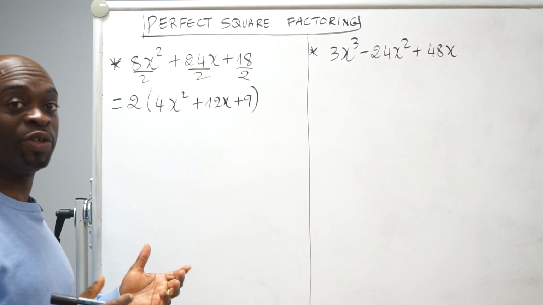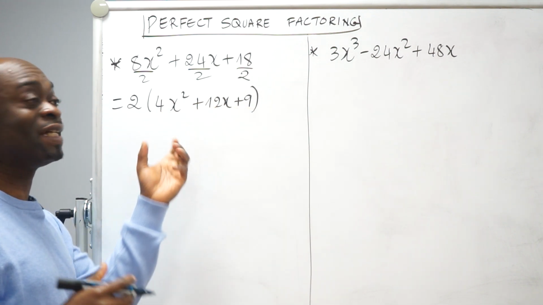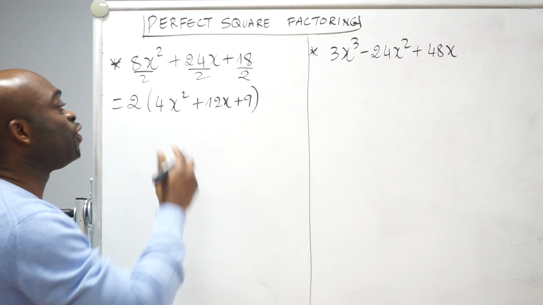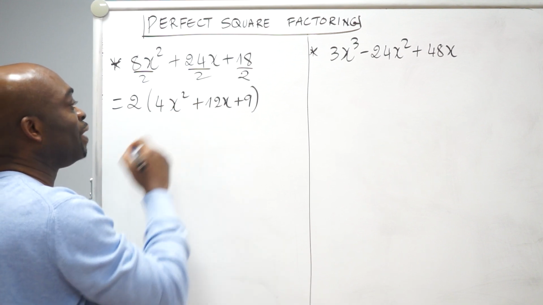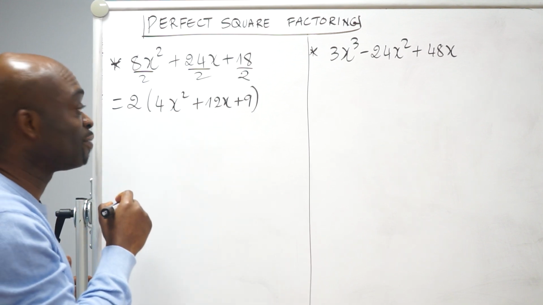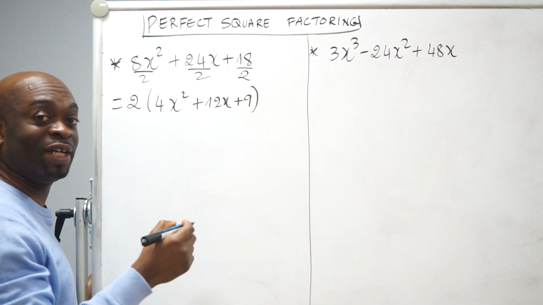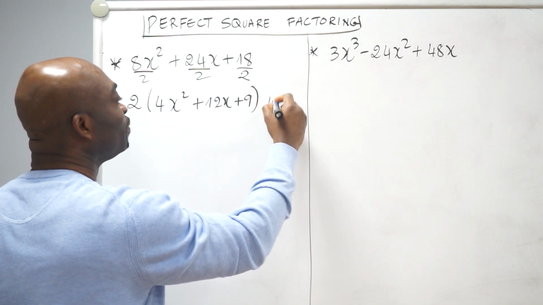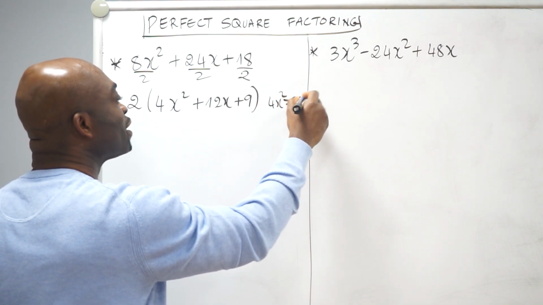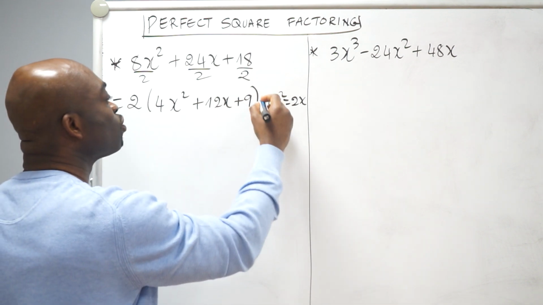Now, the next thing to do is, if you look at the problem again, you go to the first and the last term, and check again if you can take the square root of them. So can we take the square root of 4x squared? Yes, the square root of 4 is 2. What about the square root of 9, which is 3? Okay, bingo. So 4x squared will give you 2x, because 2x and 2x will give you 4x squared. And then the square root of 9 is 3.